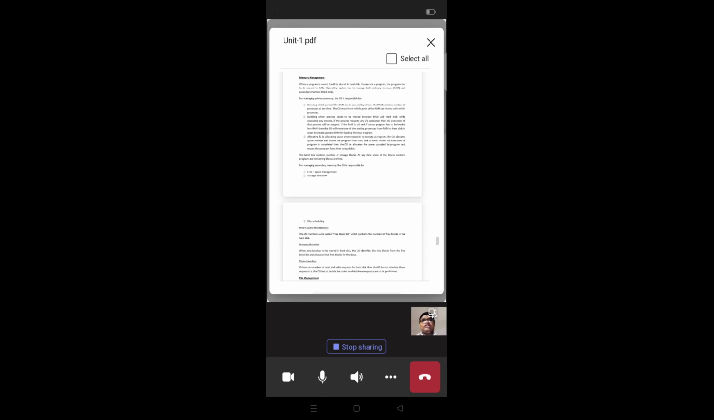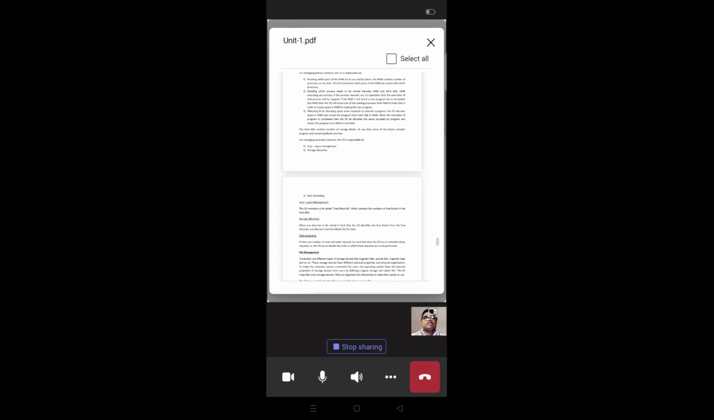And also disk scheduling. First, free space management. The OS maintains a list called the free block list, which contains the free blocks in the hard disk. Storage allocation: when any data has to be stored in the hard disk, the OS identifies the free blocks from the free block list and then allocates them for the data. Disk scheduling: if there are a number of read and write requests for a hard disk, then the OS has to schedule the requests. So the OS has to decide the order in which these requests are performed.